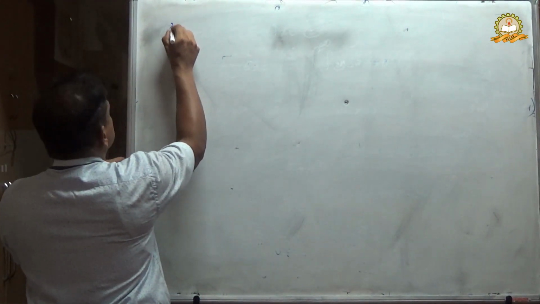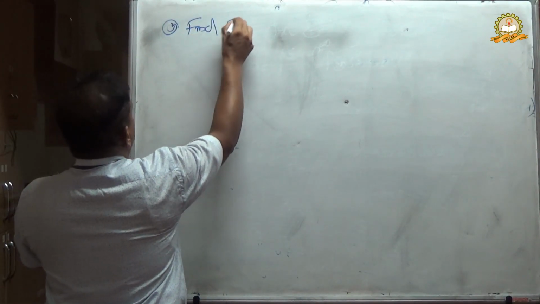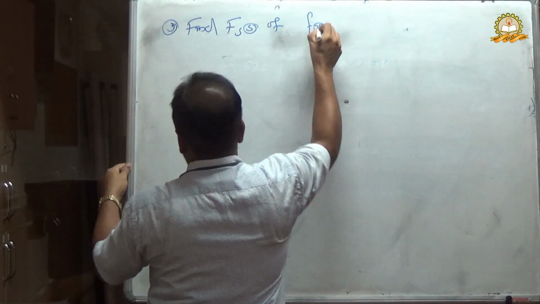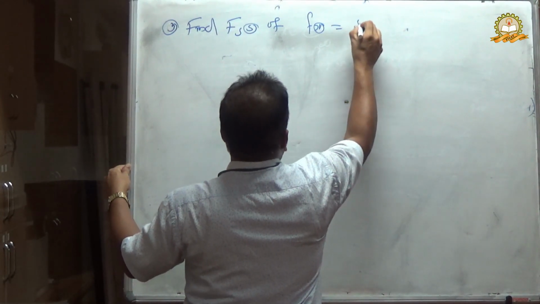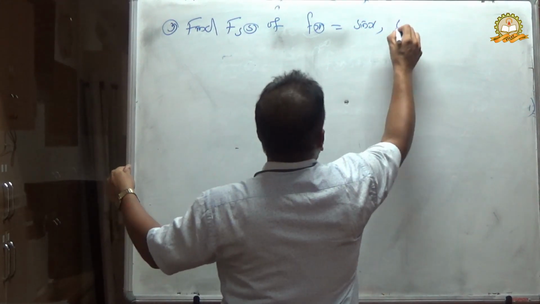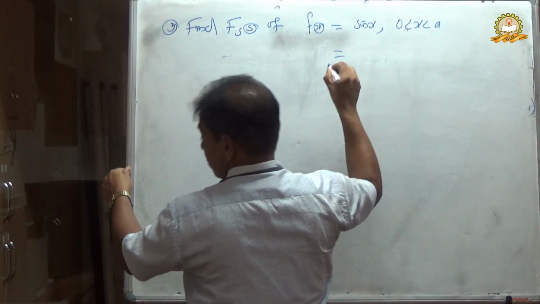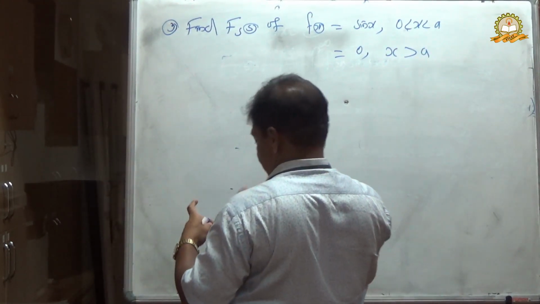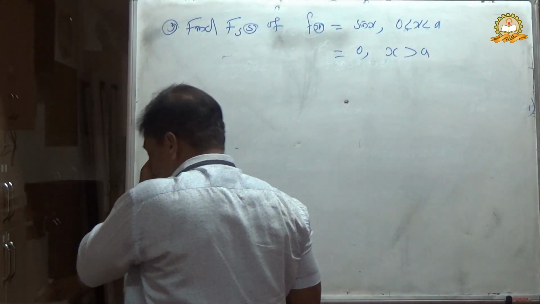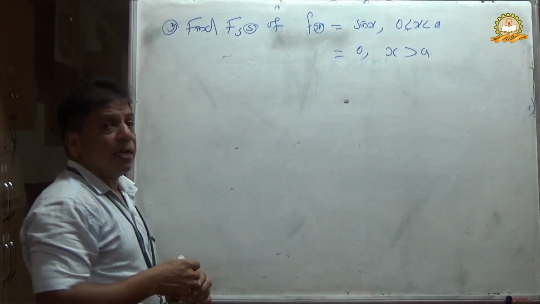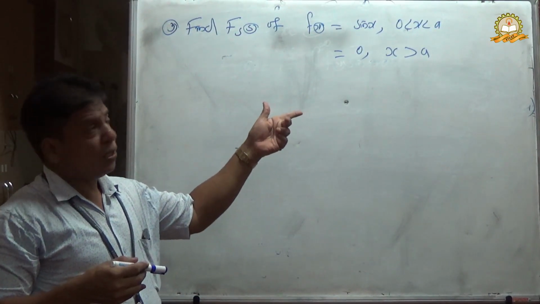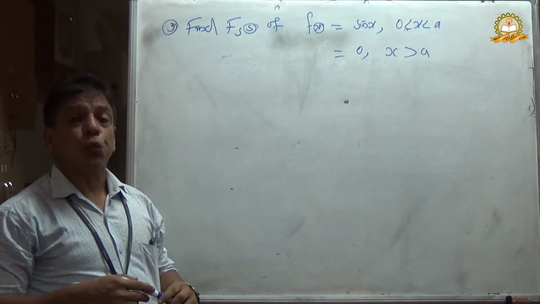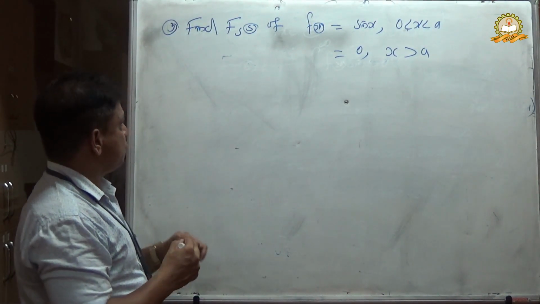Next problem, find the Fourier sine transform of f of x is equal to sin x, 0 less than x less than a, is equal to 0, x greater than a. Here again it is given as a discontinuous function. In the interval 0 to a, the function is given as sin x. For x greater than a, the function is given as 0. Here we have to find the Fourier sine transform. Answer.